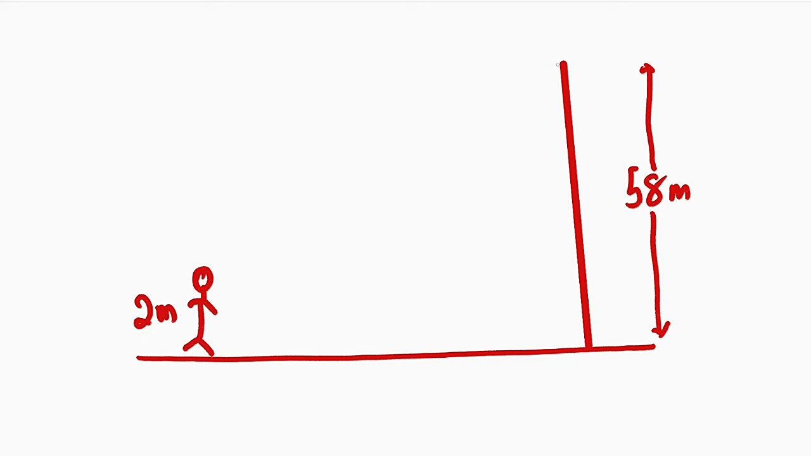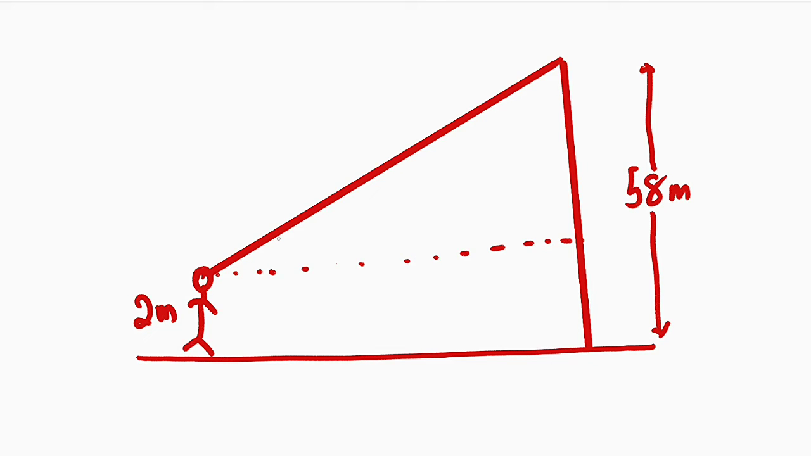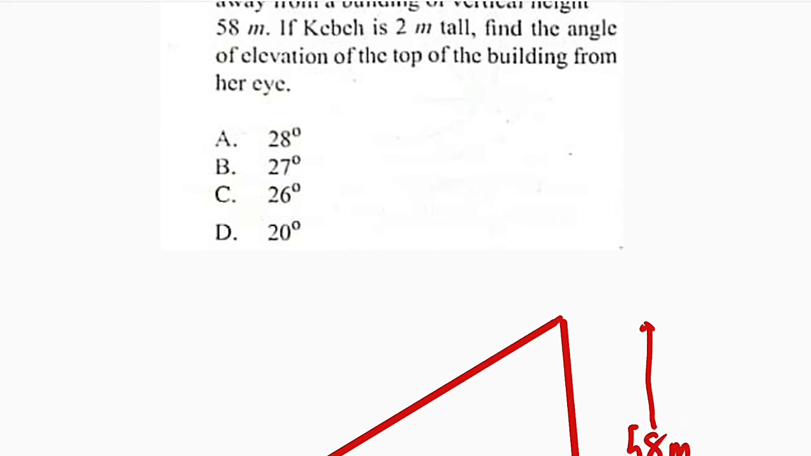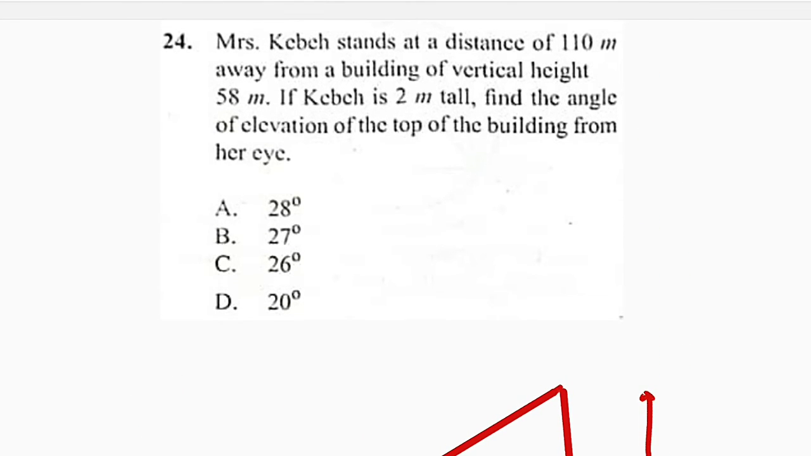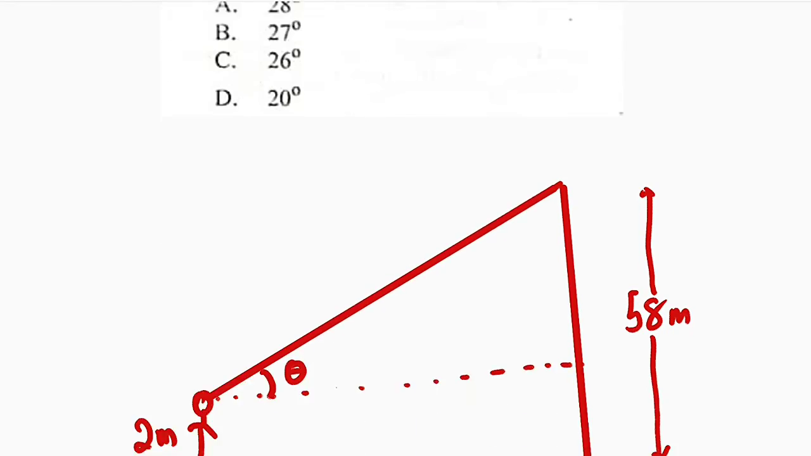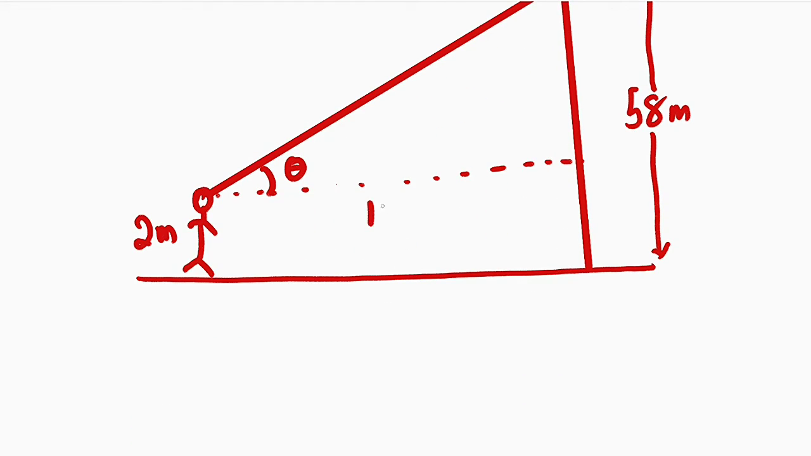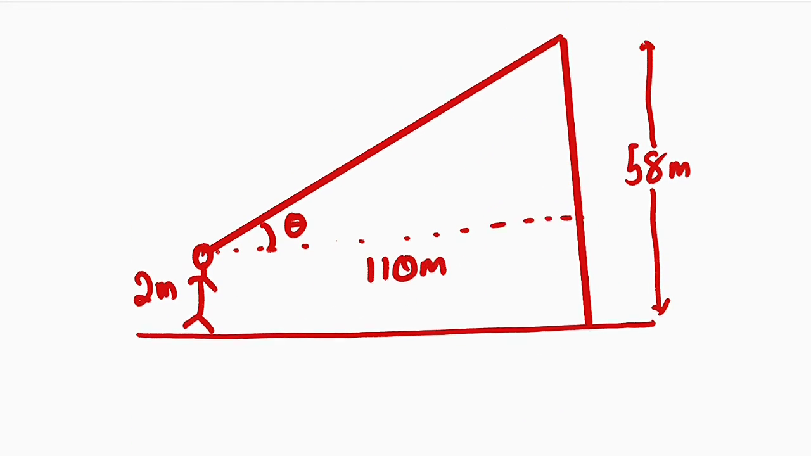So she sighted the top of this building from her eye. Remember, we're going to have a horizontal line. So this is the angle we are looking for. I remember the distance from where she's standing to the vertical wall is 110 meter. So this is 110 meter.